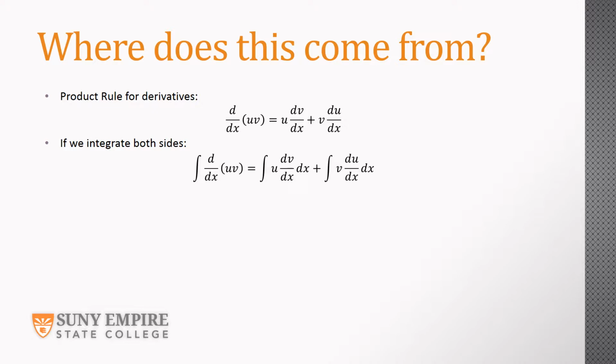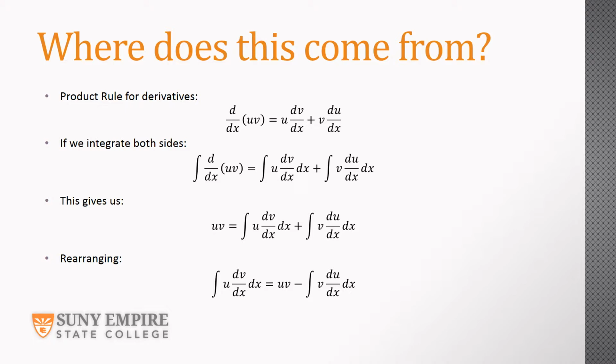If we integrate both sides of the equation, the integral of the derivative with respect to x of the product is therefore the same as the integral of u multiplied by the derivative of v with respect to x plus the integral of v multiplied by the derivative of u with respect to x. Integrating the left side, we have u multiplied by v equal to the integral of u multiplied by the derivative of v with respect to x plus the integral of v multiplied by the derivative of u with respect to x.